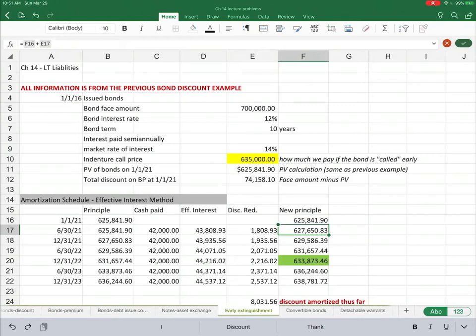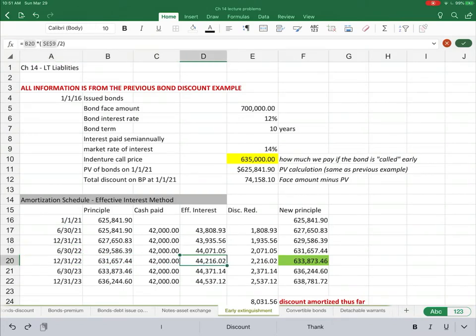You can see that each period, the same exact process happens. On each of these interest dates, we account for interest expense using the effective interest method. We compare that to what we actually paid out in interest, and that becomes what we adjust with our discount.